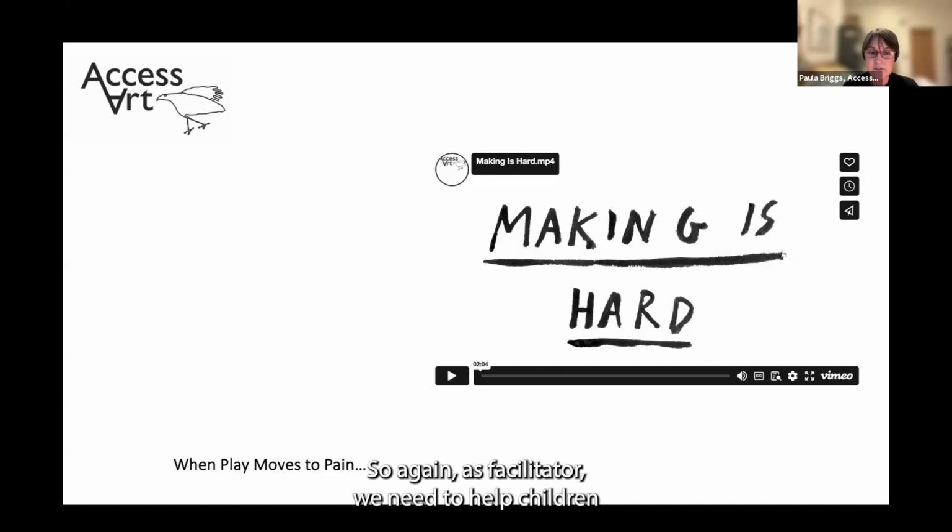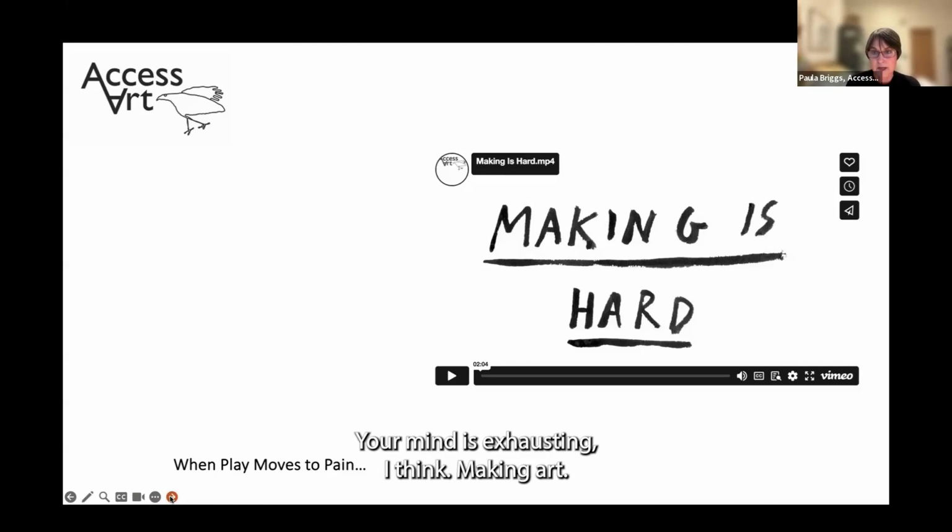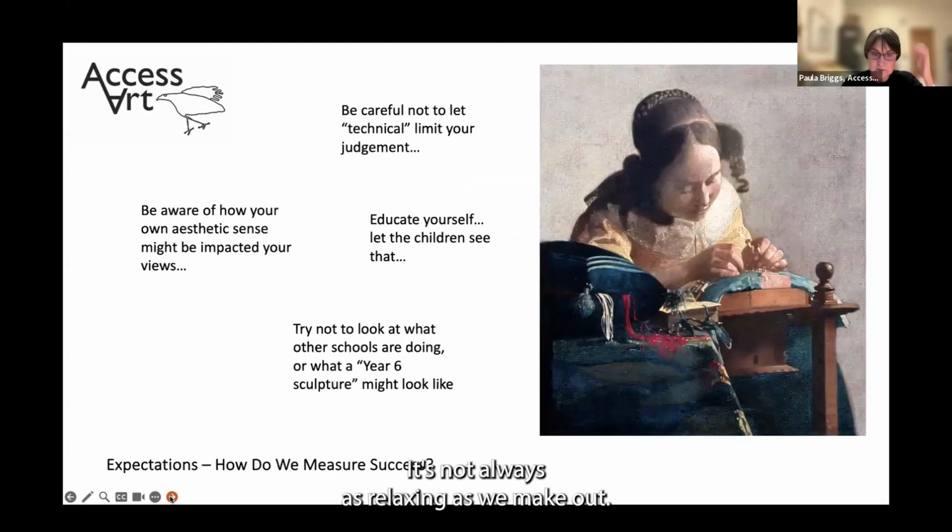So again, as facilitators, we need to help children stay in that space and help them through it, which does involve giving them rest, because I think it's not always appreciated that making, not just making physically, but painting, drawing, whatever it is, is taxing on the body and mind. It is exhausting, I think, making art. It's not always as relaxing as we make out.